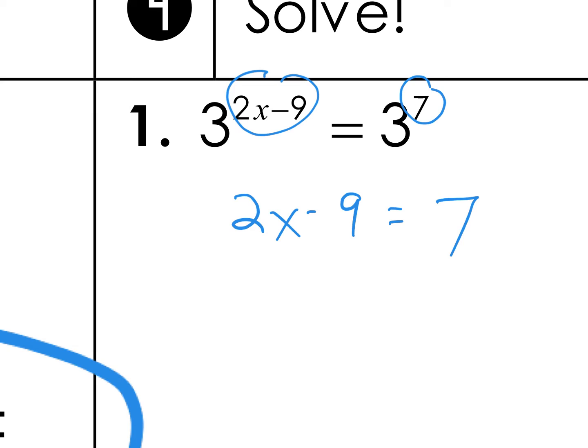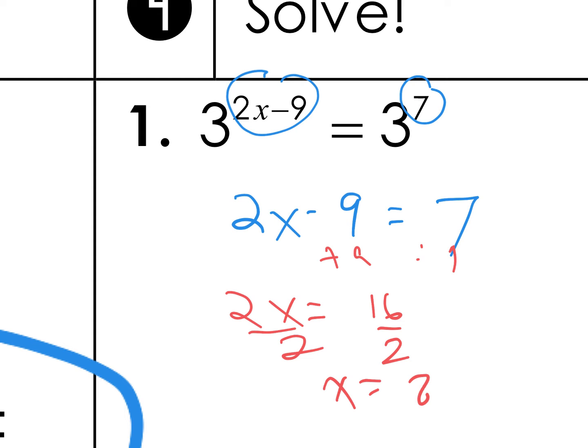Some of you already have the answer right now. Yep. What is the answer? 8. Okay. I don't know if he's right. Plus 9 to x equals 16, divided by 2, x equals 8.